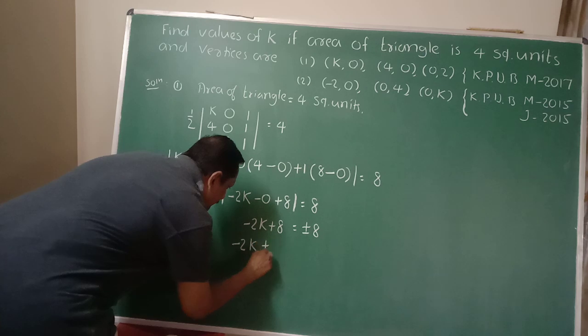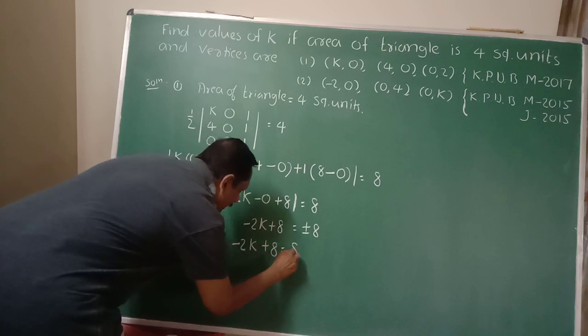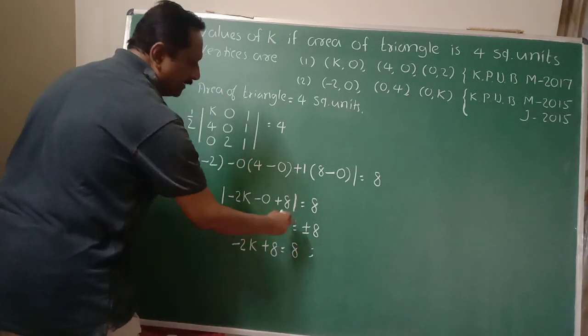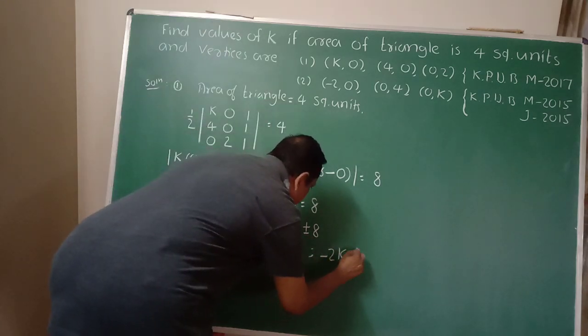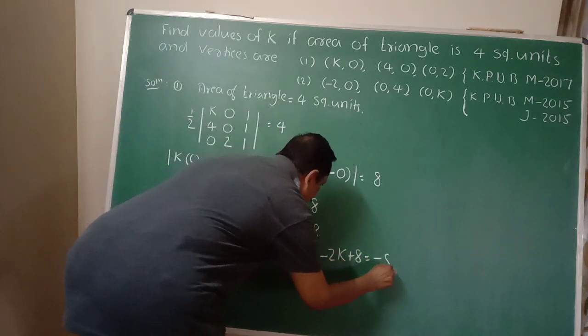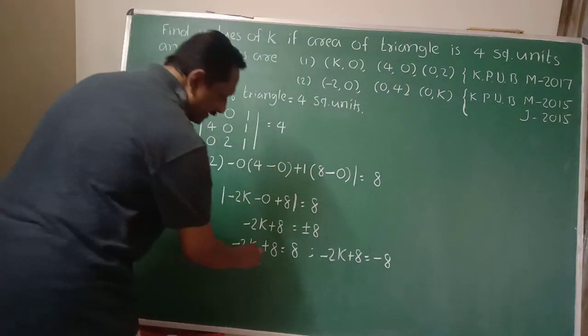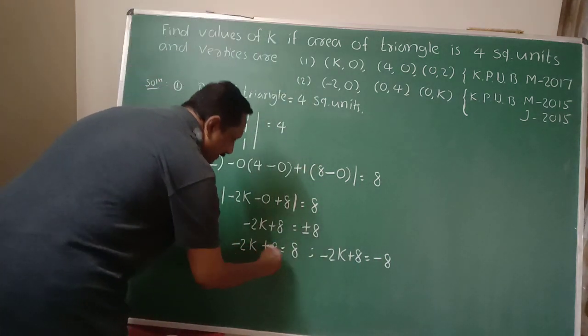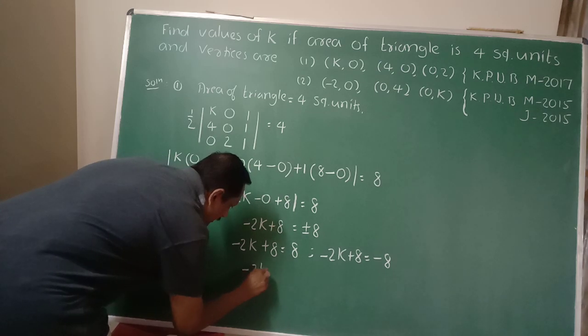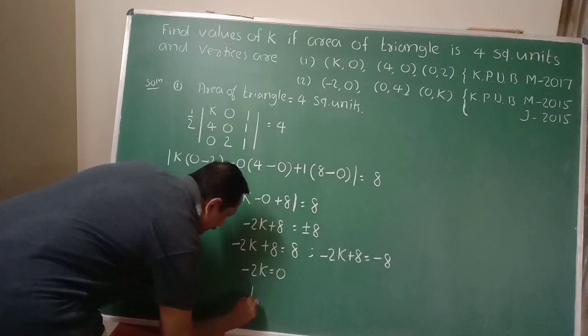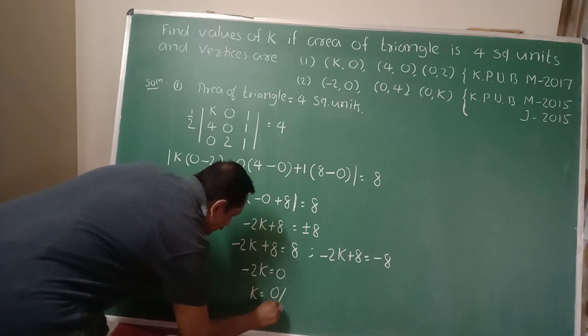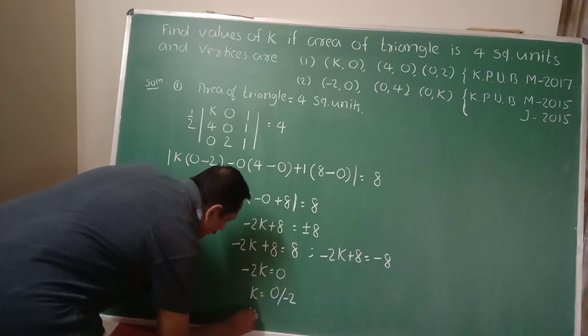Minus 2k plus 8 is equal to 8. In the second time, take minus 8 here. Minus of 2k plus 8 is equal to minus 8 here. If you take it right hand side here, 8 minus 8 becomes a 0 here. Minus 2k is equal to 0. Take a minus 2 right hand side here. K is equal to 0 divided by minus 2. Hence k value is 0 here.